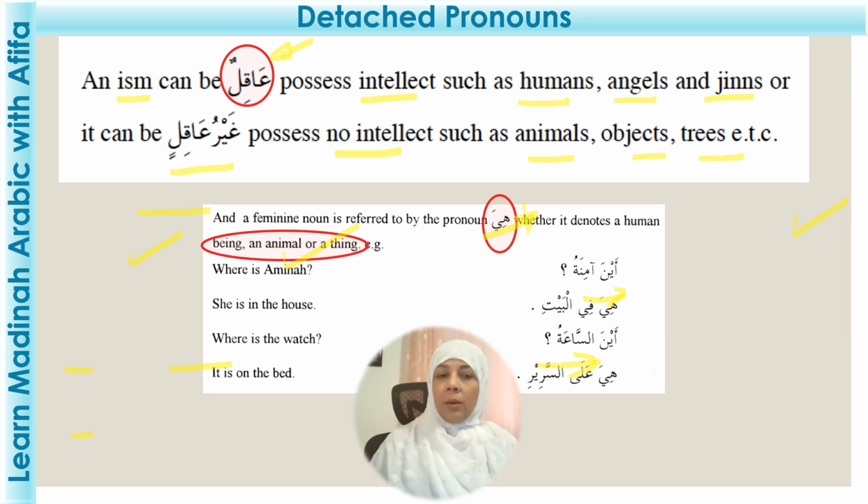Now you want to say, where is the watch? So now you have to know as you learn a new word, whether it's masculine or feminine. Here, the watch is feminine. That's why we refer to it with hiya. So you say, Aina sa'atu. Okay, where is the watch? And you answer, it is on the bed. So you answer with hiya. You say, hiya ala sariri.